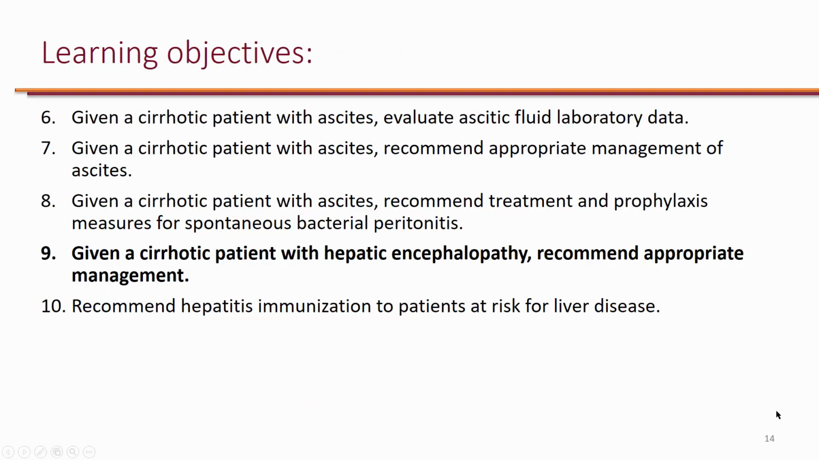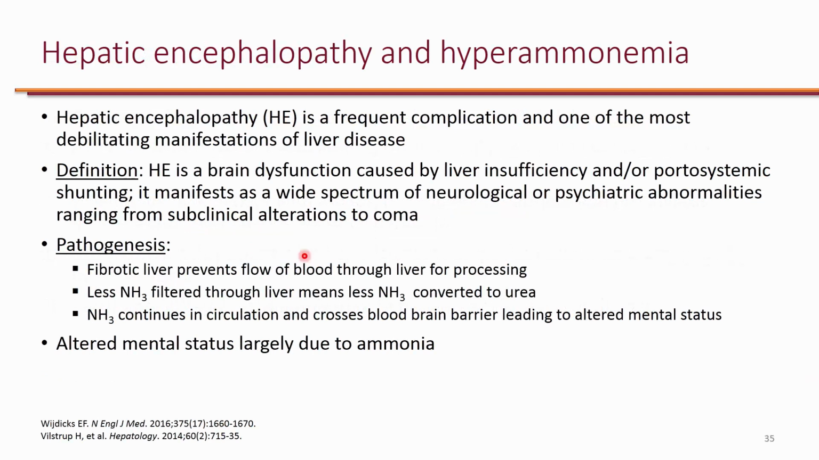The next learning objective is, given a cirrhotic patient with hepatic encephalopathy, recommend appropriate management. Hepatic encephalopathy is a frequent complication of and one of the most debilitating manifestations of liver disease. By definition, hepatic encephalopathy is a brain dysfunction caused by liver insufficiency and/or portosystemic shunting. It manifests as a wide spectrum of neurological or psychiatric abnormalities, ranging from subclinical alterations to coma.